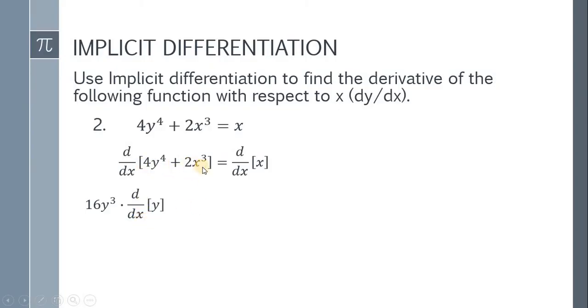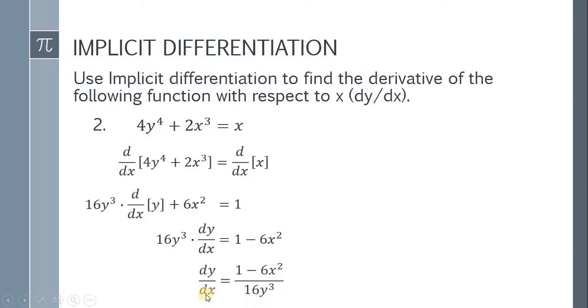Plus, the derivative of 2x cubed with respect to x. So, we have plus 6x squared is equal to derivative of x with respect to x. We have 1. Now, simplify natin and lipat na rin natin yung 6x squared sa kabilang side. So we have 16y cubed times dy over dx is equal to 1 minus 6x squared. Now, para makuha lang natin yung dy over dx, di-divide natin both sides by 16y cubed. And we get dy over dx, and yun yung goal natin mahanap, is equal to 1 minus 6x squared over 16y cubed. And we're done.